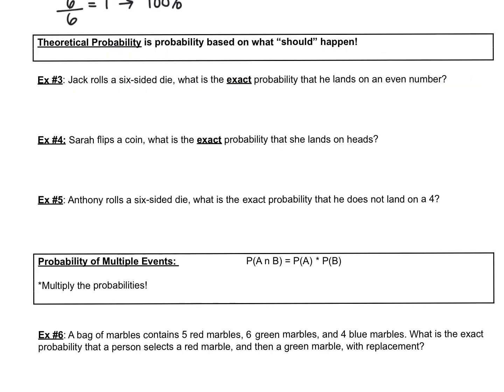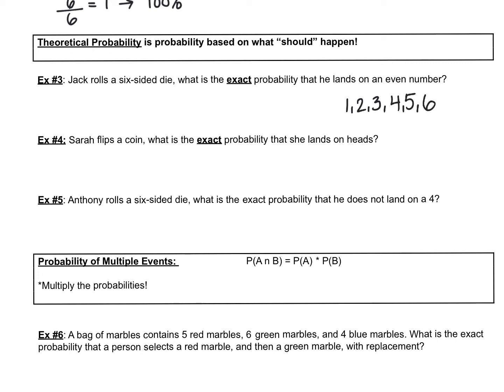All right, let's take a look at theoretical probability. Theoretical probability is the probability based on what should happen. So let's take a look at example number 3. Jack rolls a 6-sided die. What is the exact probability that he lands on an even number? So we still need the sample space. So 1, 2, 3, 4, 5, 6.